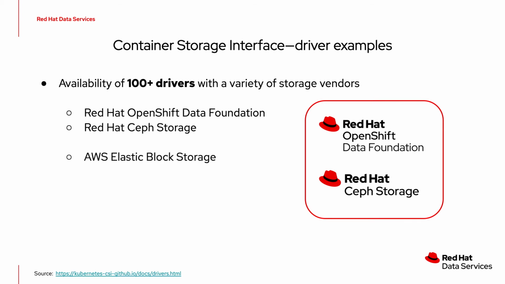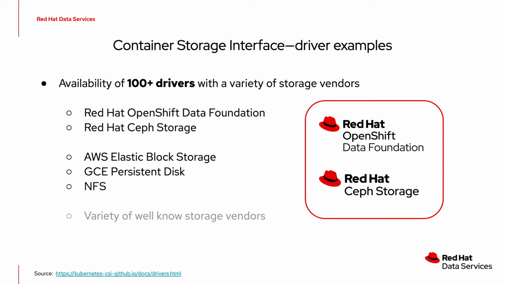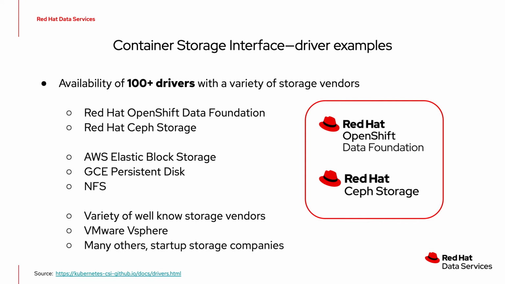Other vendors are Amazon AWS Elastic Block Storage, EBS, or Google Cloud Persistent Disk, or Azure Disk, or NFS. And there is a big variety of all the well-known storage vendors that have these kinds of capabilities. Also, VMware has this implemented with vSphere, and there are many other startup storage companies who also use this CSI API. The main important thing to be aware of here is that the capabilities depend on the driver features. So the CSI driver can have or not have specific features.